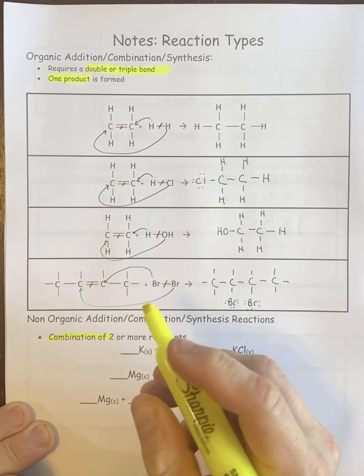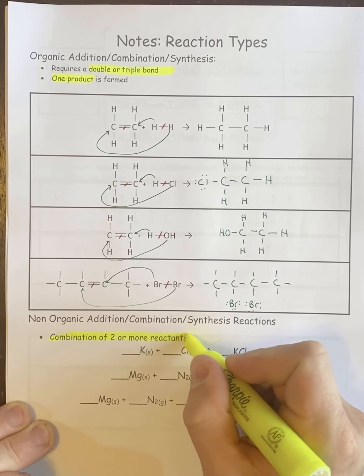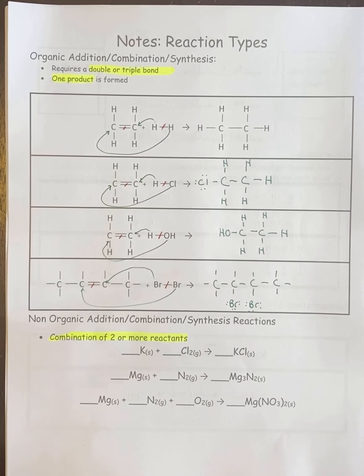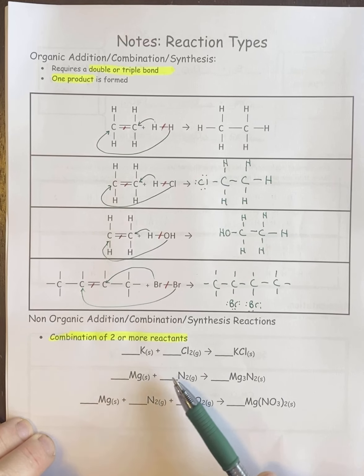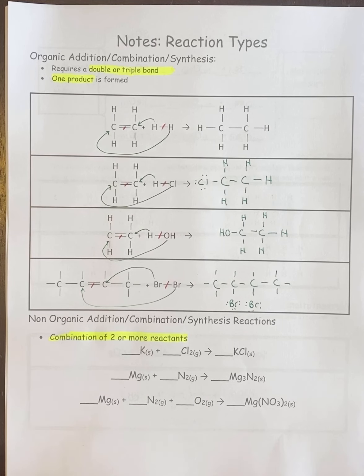You combined 2 or more reactants to make a single product. Now, you don't have to worry about this as much. You just have to be able to identify it. Don't worry about these blank spaces here. That's for a topic that we're going to learn in a little bit called balancing chemical equations. I'm not going to get into it, but basically, here's how you do inorganic addition.